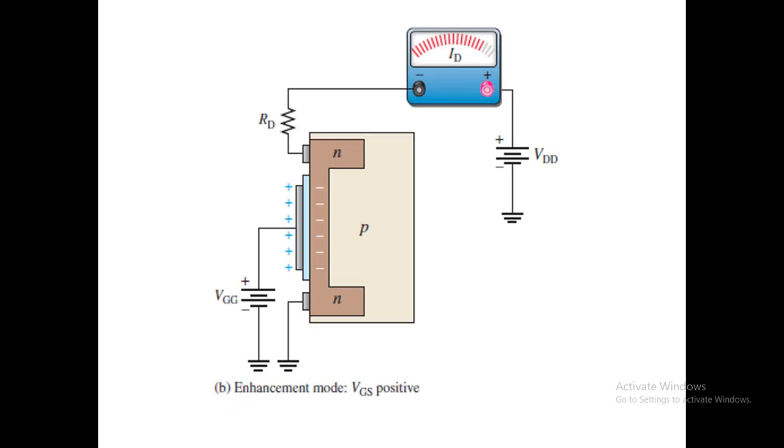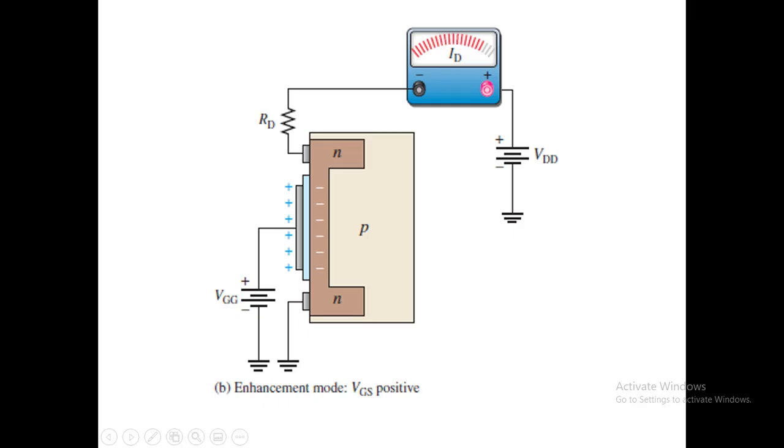And this is the enhancement mode type of operation. Here we are applying the gate source voltage as positive, in addition to applying the drain source voltage as positive. For the positive gate voltage in enhancement mode, the positive charges are accumulated in the outer layer, and in the channel that will induce more negative charges in the n-type channel.